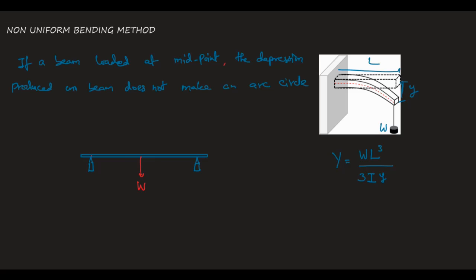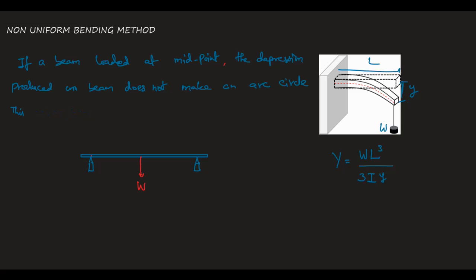Why is it so? In the other case, the uniform bending method, the weight is added on two sides of the beam, and the depression makes an arc of a circle. But in this case there is no circular arc, it is non-uniform. Only then it is called non-uniform bending.